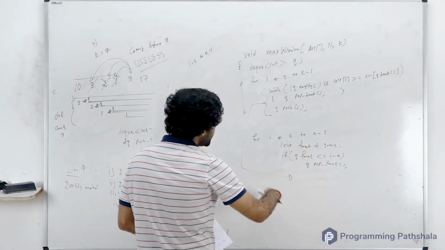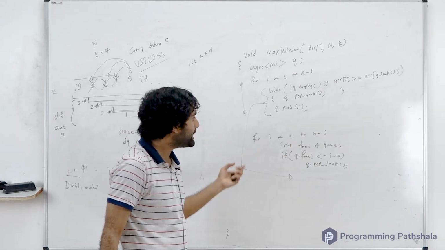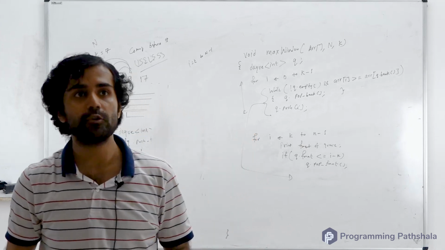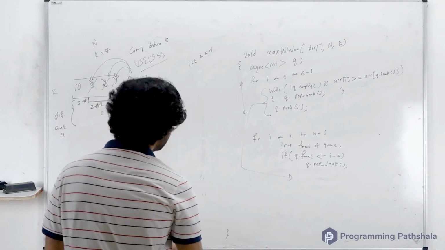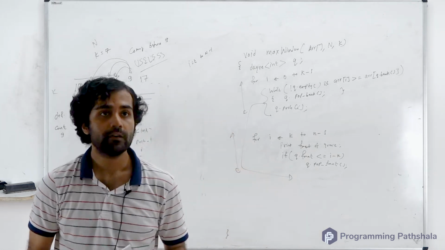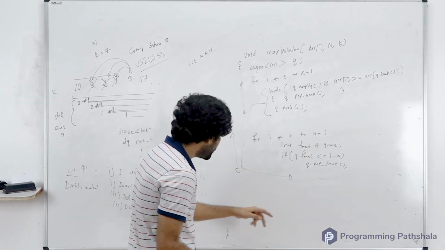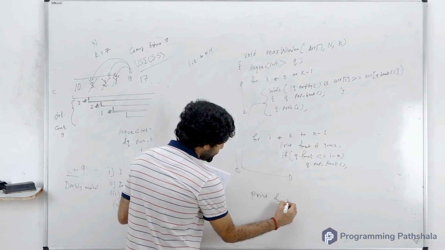So after this loop is over, you would have printed the answer for every window except one window. Can you tell me for which window the answer would not have got printed when this loop is over? For the last window, yes or no? Yes. So the last thing that you need to do over here is print the front of the queue.